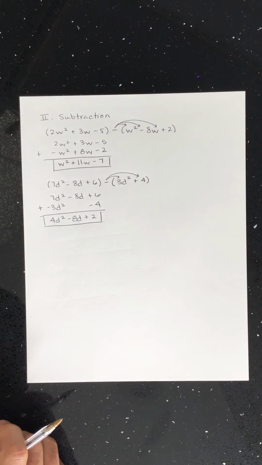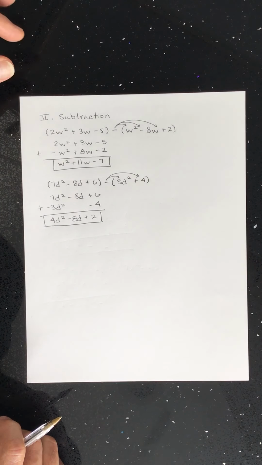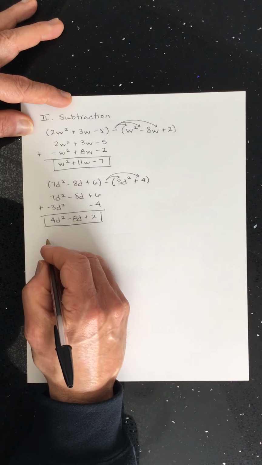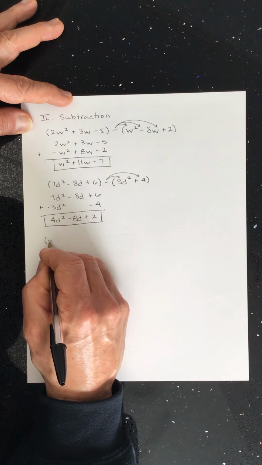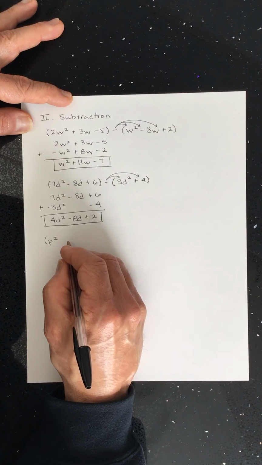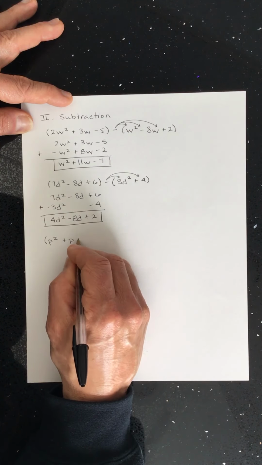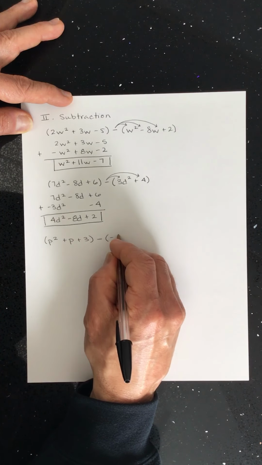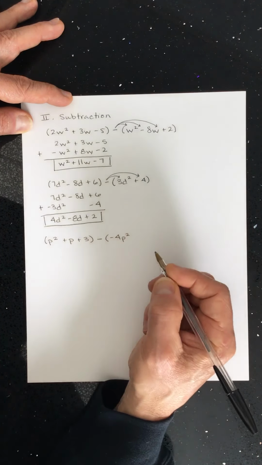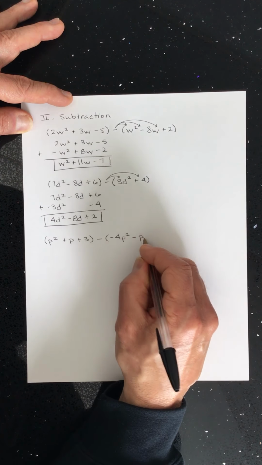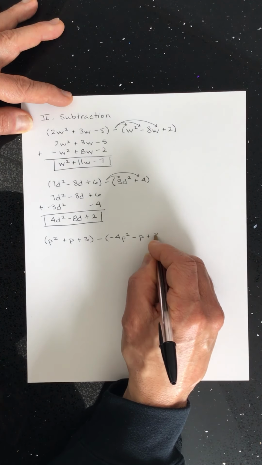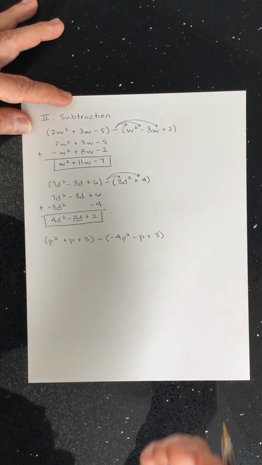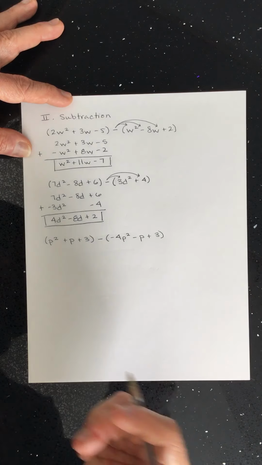All right, so far so good, I hope. Let's do an example where you're going to work on yourself. Let's use this one. The quantity p squared plus p plus 3 minus the quantity negative 4p squared minus p plus 3. All right, go ahead and pause the video, take care of this one, and when you're ready, go ahead and play the video.